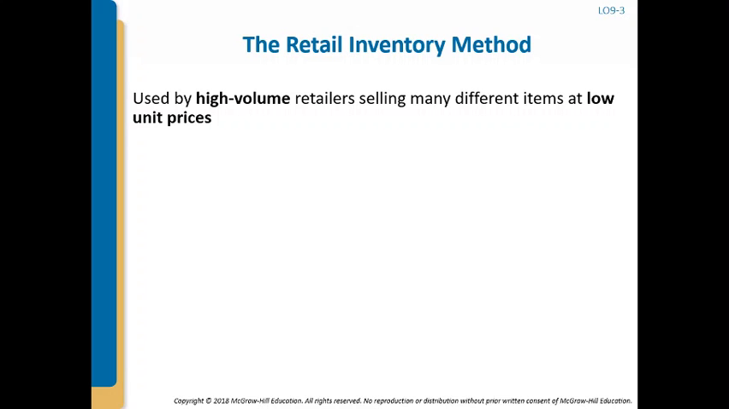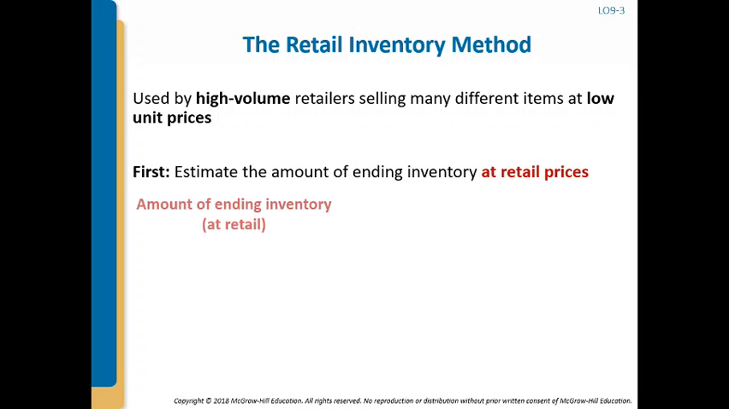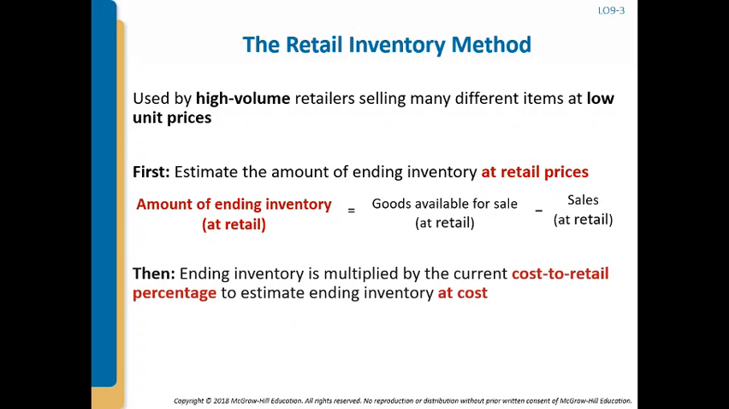And so the principal benefit here is that a physical count of inventory is not required to estimate ending inventory and cost of goods sold. So the first thing you're going to do is estimate the amount of ending inventory at retail prices. The amount of ending inventory at retail is the cost of goods available for sale, at retail of course, minus sales at retail.